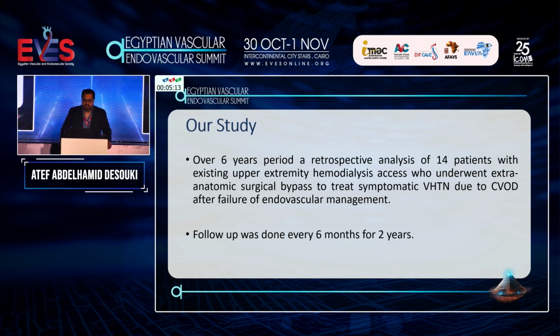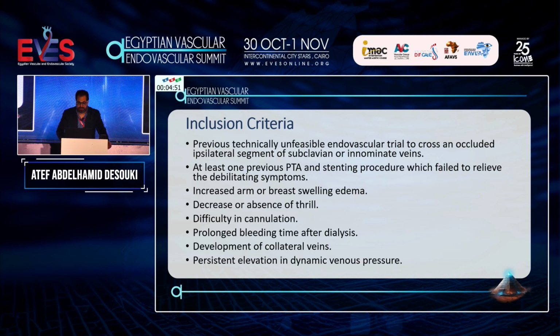We have a study which was retrospective over 6 years for analysis of 14 patients with existing upper extremity hemodialysis access who underwent extra-anatomic surgical bypass to treat symptomatic venous hypertension due to CVO after failure of the endovascular management. Our follow-up was done every 6 months for 2 years.